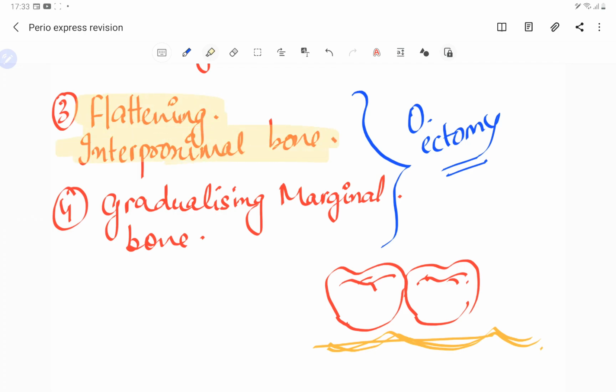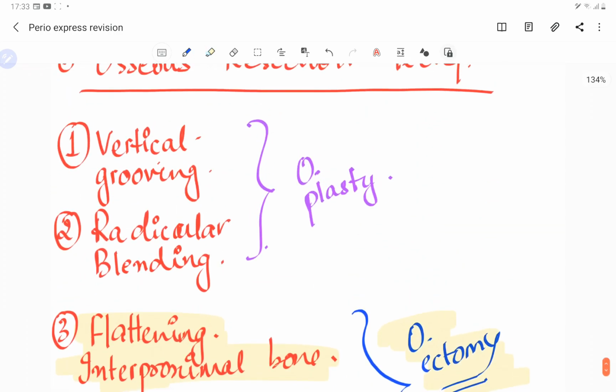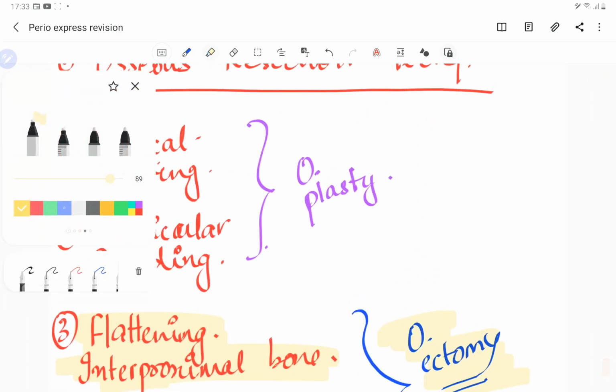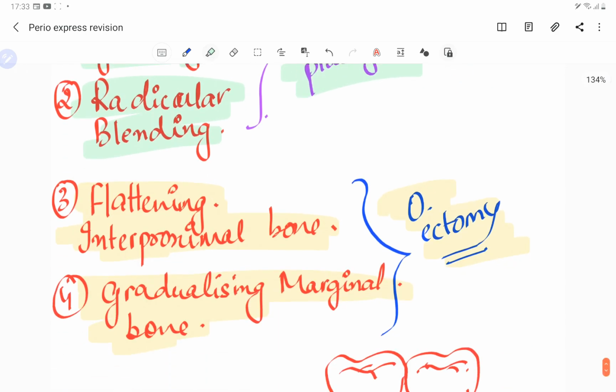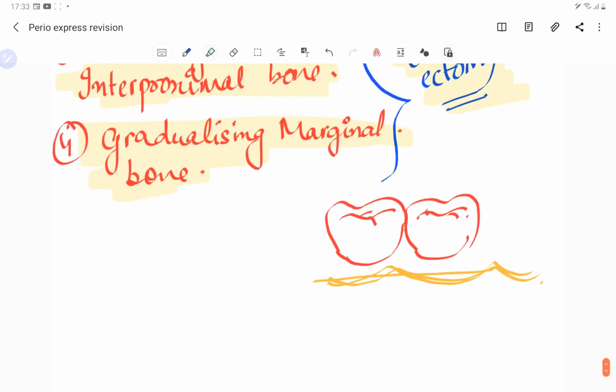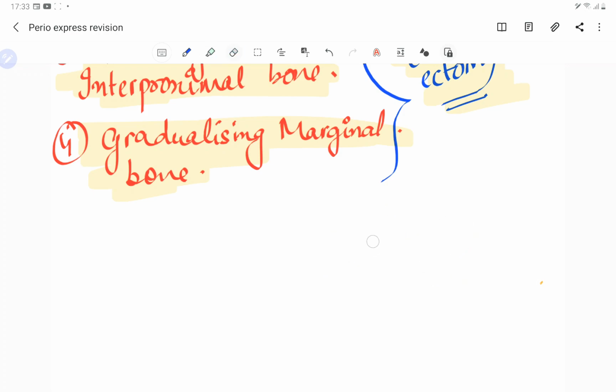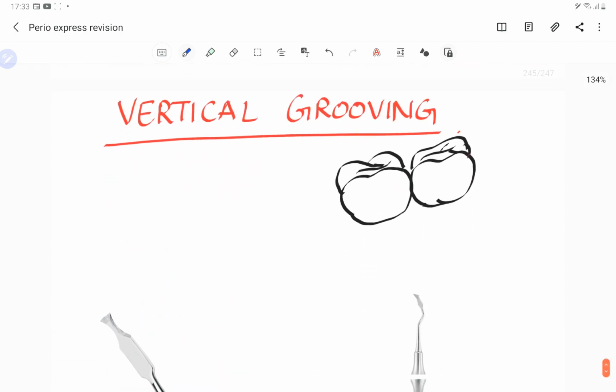You have to remember this because it is most frequently asked in the exam, which are the osteoectomy and which are the osteoplasty procedures. This should be by heart. Vertical grooving and radicular blending are plasty procedures; flattening the interproximal bone and gradualizing the marginal bone are osteoectomy procedures.